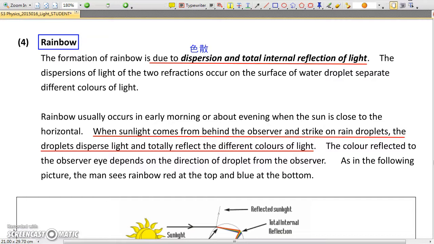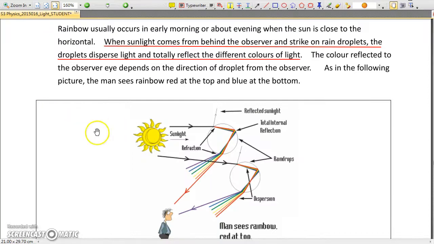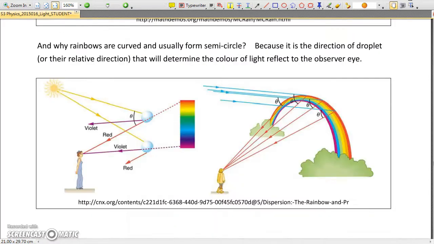Rainbow is produced by dispersion and total internal reflection of light. When sunlight from behind the observer goes into a rain droplet, the rain droplet disperses the light, which splits the light into different colors, and also reflects them by total internal reflection. When we stand still, different droplets will reflect different colors of light to our eyes, and so different colors appear at different angles, and that produces a rainbow like a semicircle.